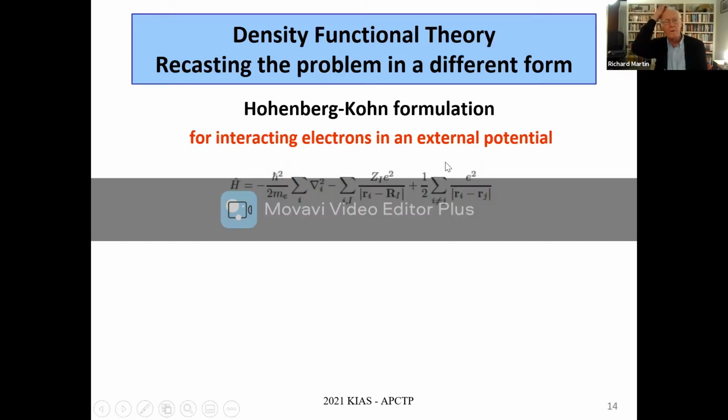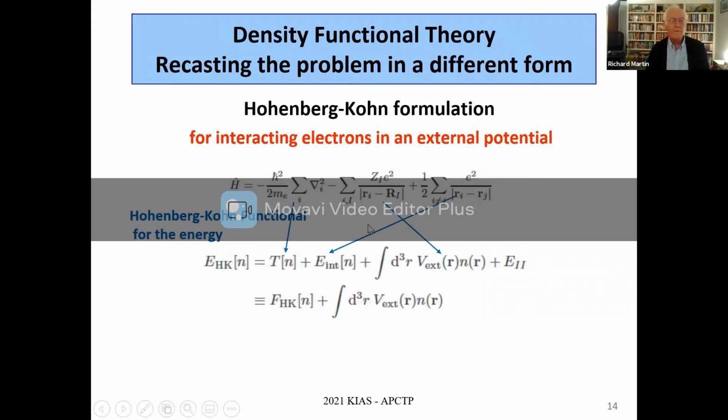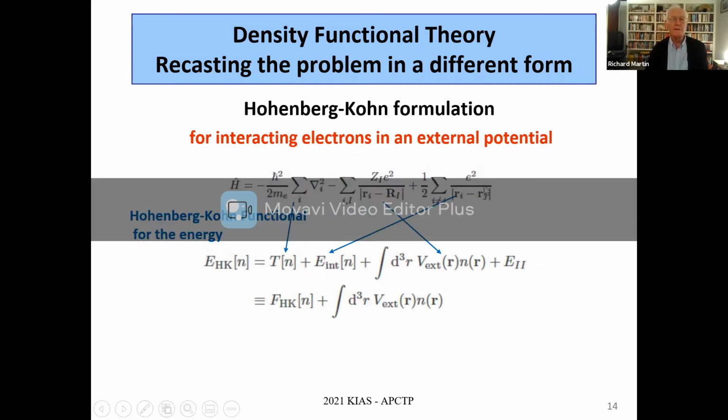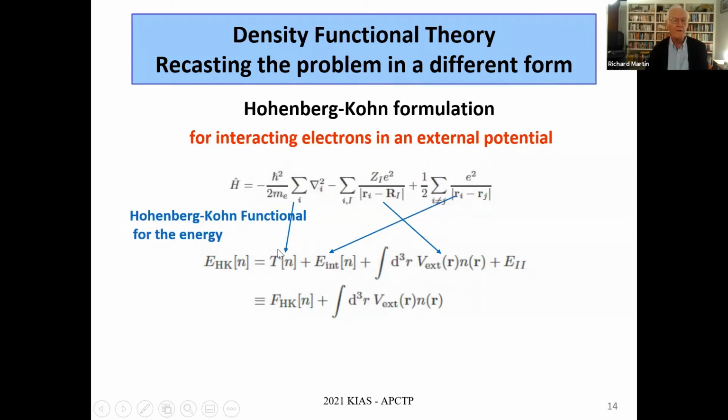So what did Hohenberg and Kohn do? They did not treat the Hamiltonian directly. They formulated their theory in terms of the energy, the expectation values of the Hamiltonian, and they took the terms that were difficult to deal with, the kinetic energy and the interaction energy between the electrons, and put them together and called it a functional. This Hohenberg-Kohn functional contains all the hard parts of the problem.